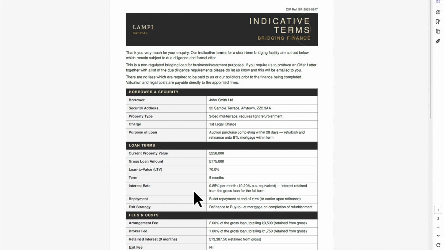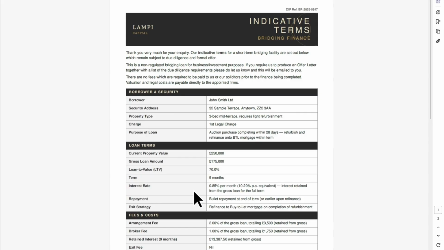Then the repayment method, again, this is how you're going to be repaying it. So you could have it retained, serviced, or rolled up, all of which are dependent on the exact structure of the deal and who the lender is. In this example, it's retained interest, where they've built the interest in for the full 9 months of the term, and you pay the whole lump back at the end of that term.